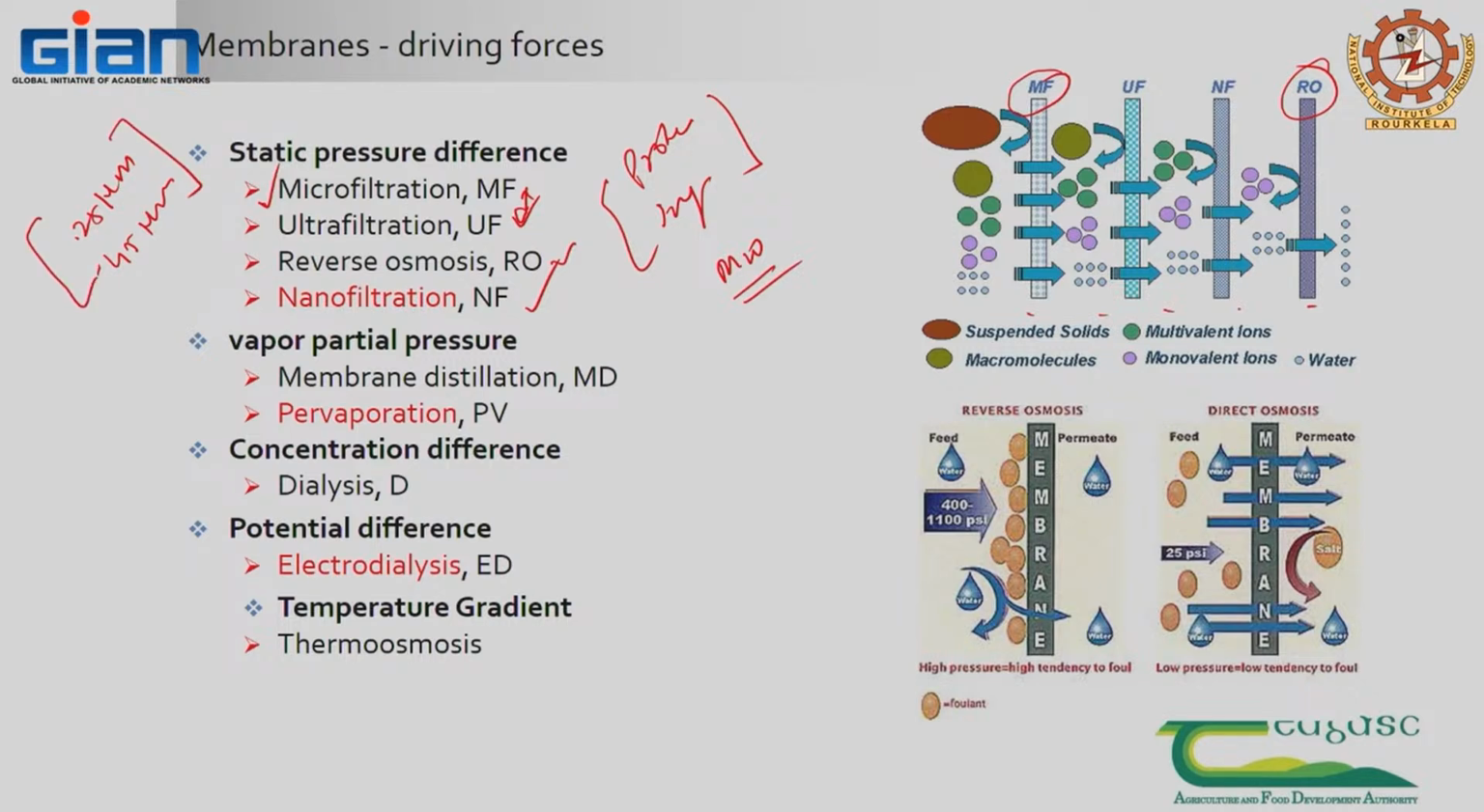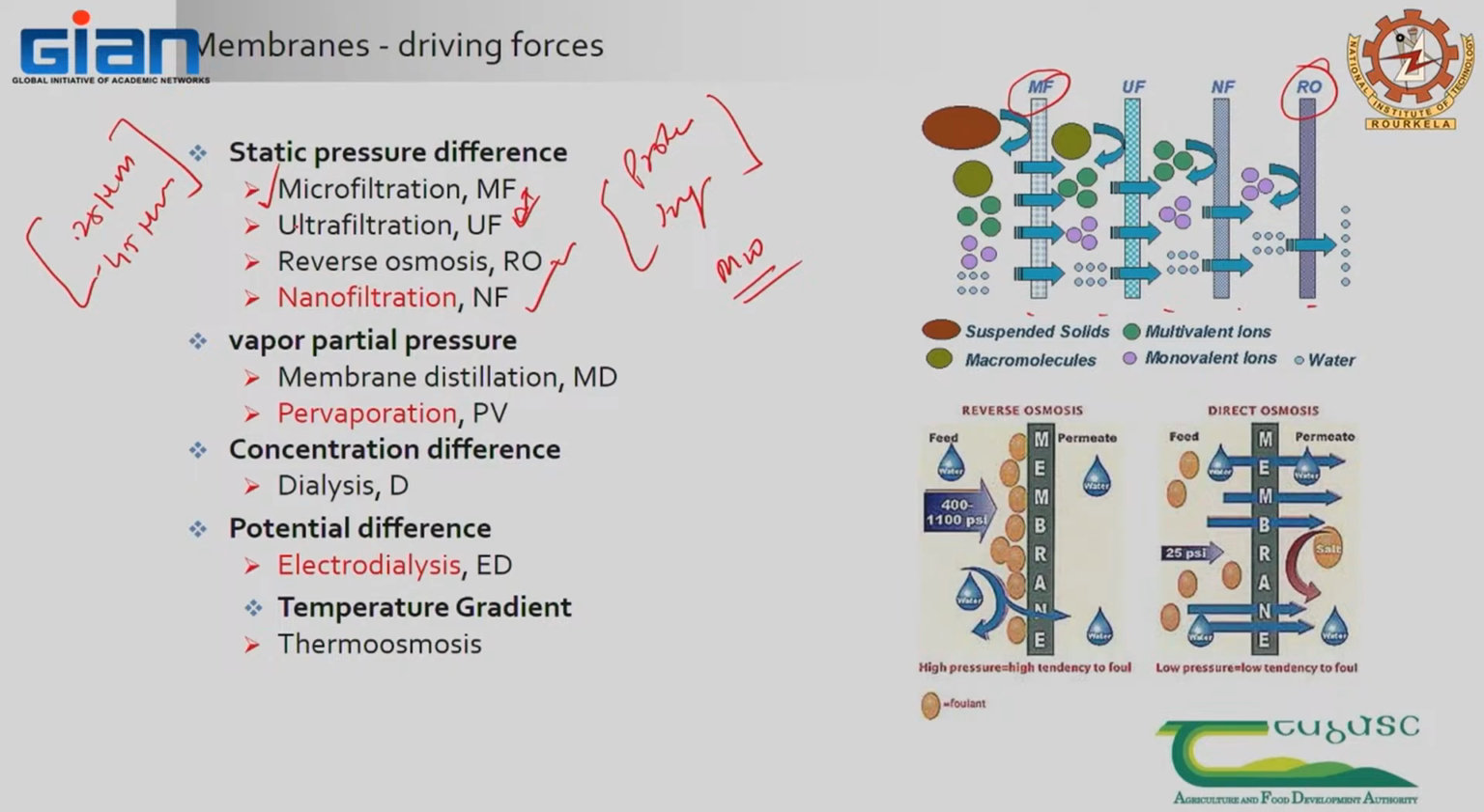And remember, membranes are also used to remove microorganisms, because these are all at micron scale. E. coli size is what? 0.1 micron, 0.2 micron. That is why you need a microscope or scanning electron microscopy to see them. So, these also remove microorganisms. That is, membrane filtration is also used for processing or preservation of food.